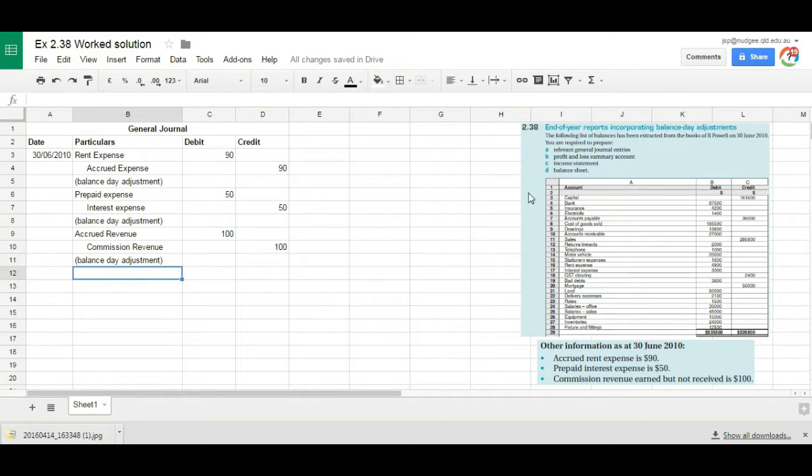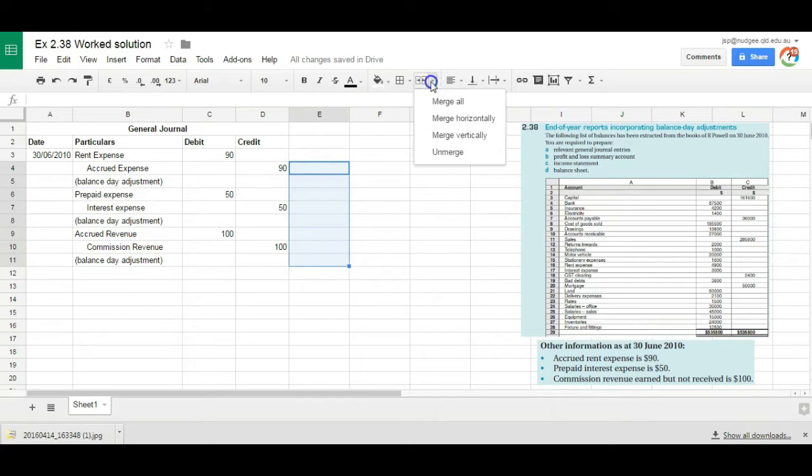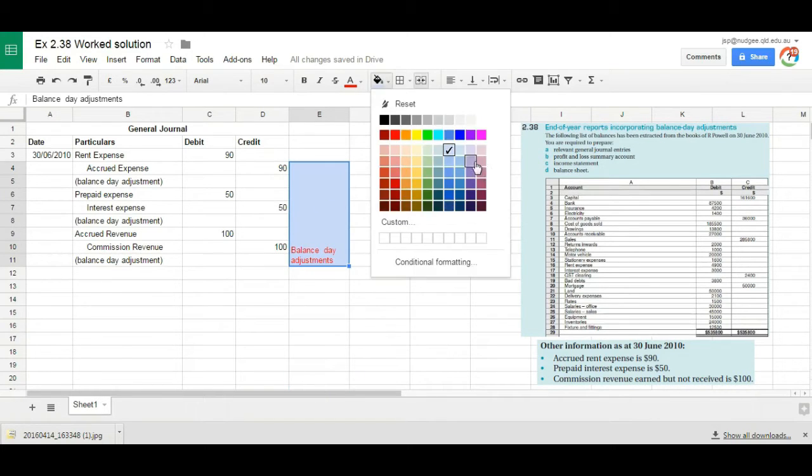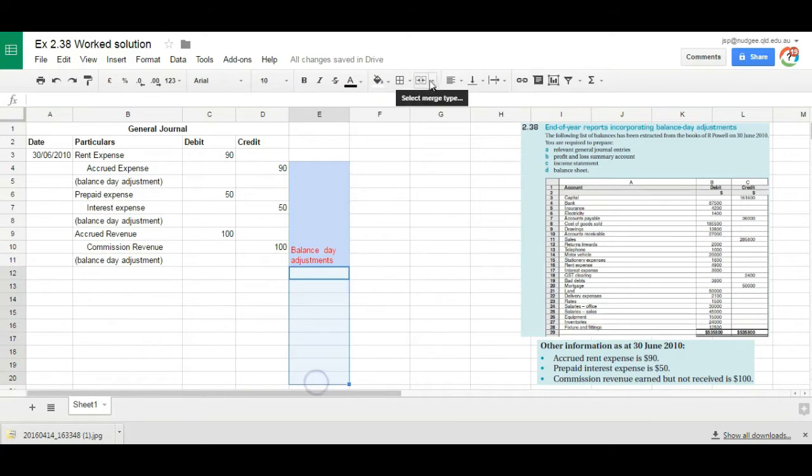Finish them off. Now, once we've done our balance day adjustments, I'm just going to put a little thing in here so you can see what that is. This is a bit boring for a bit.